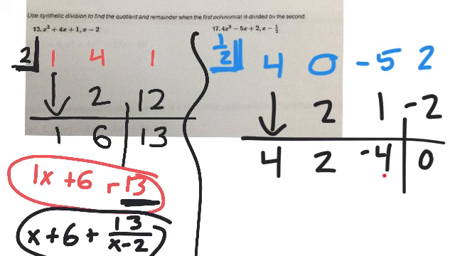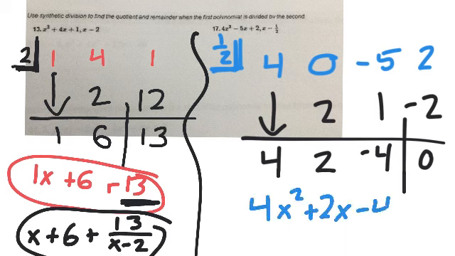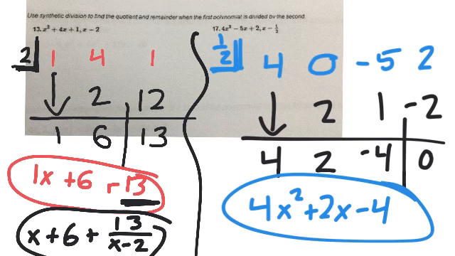And again, this would be my constant term, x to the first term, x to the second term. So that's going to give me an answer of 4x squared plus 2x minus 4. And this time there is no remainder, so that's my final answer.